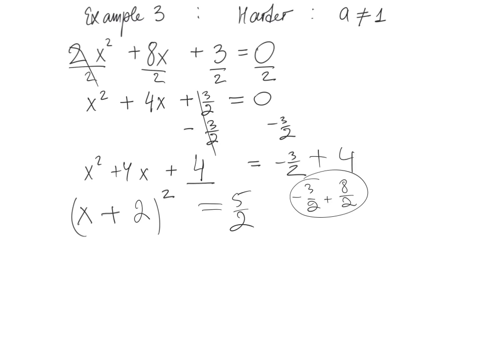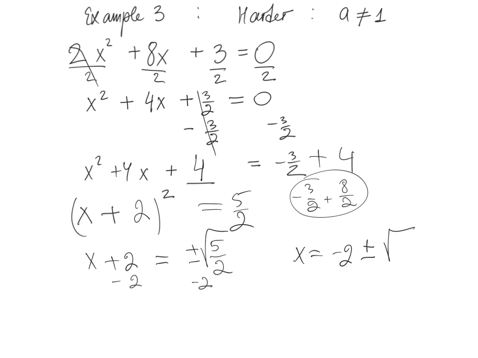And then the next step is the same. We are taking the square root of each side, x plus 2 equals, and again, it could be either positive or negative square root of 5/2. And to finish that, we need to subtract 2 from each side. So x equals minus 2, either plus or minus the square root of 5/2. This expression is not really in simplified form, but we are not really worried about this right now.